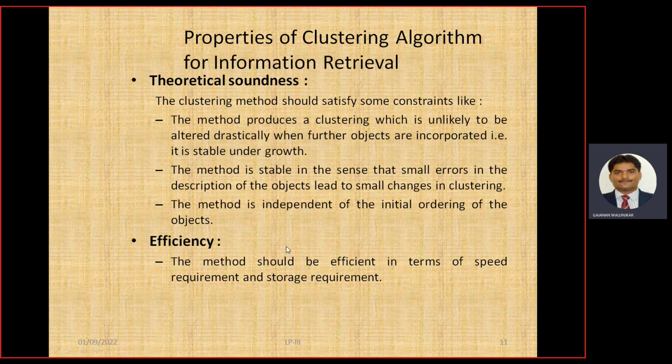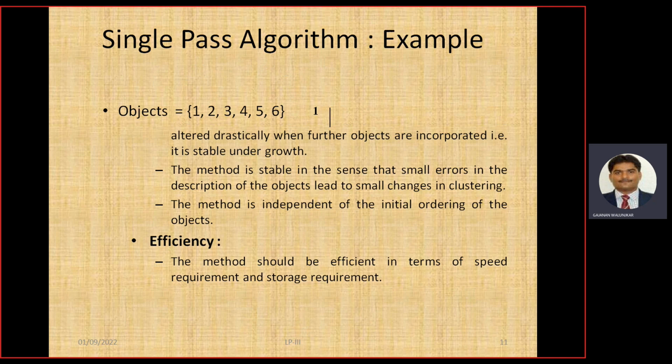Now there are certain properties of clustering algorithms for information retrieval, like theoretical soundness. The clustering method should satisfy some concerns. The method produces a clustering which is unlikely to be altered drastically when further objects are incorporated; that is, it is stable under growth. The method is stable in the sense that small errors in the description of the objects lead to small changes in clustering. The method is independent of the initial ordering of the objects. Then efficiency: the method should be efficient in terms of speed requirement and storage requirement.